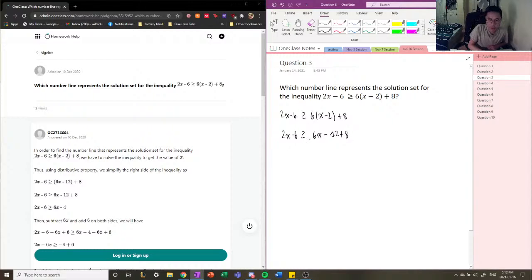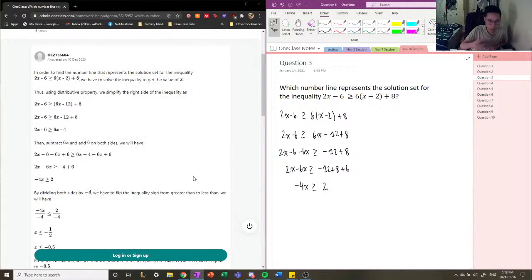Now I'm going to move our variables of x to the left-hand side and our constants onto the right-hand side. To do that, I'm going to subtract 6x from both sides. So we have 2x minus 6 minus 6x is greater than or equal to negative 12 plus 8. And I'm going to add 6 to both sides to get this negative 6 to the right-hand side. So we get 2x minus 6x greater than or equal to negative 12 plus 8 plus 6. Now we simplify both sides. So we have negative 4x is greater than or equal to 2.